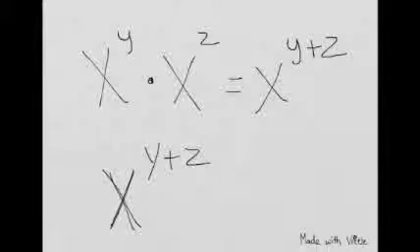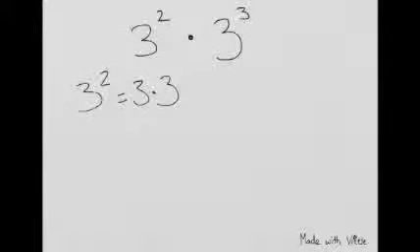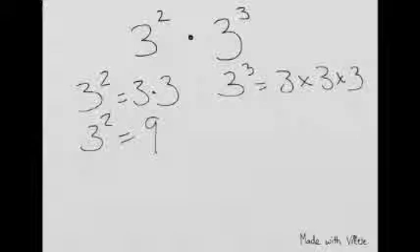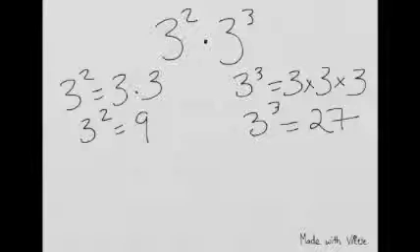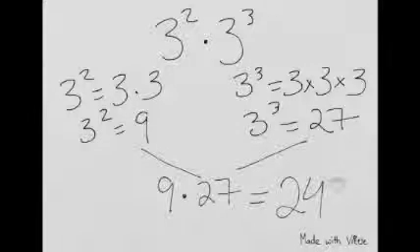Now I'm going to show you an example of why it works using real numbers. Say you have 3 squared times 3 cubed. We're going to evaluate each side separately. So 3 squared equals 3 times 3. And 3 times 3 equals 9. So 3 squared equals 9. 3 cubed equals 3 times 3 times 3, which equals 27. Now, in order to follow what the problem tells us to do, we'll need to multiply 9 times 27. And the answer we get to that is 243.